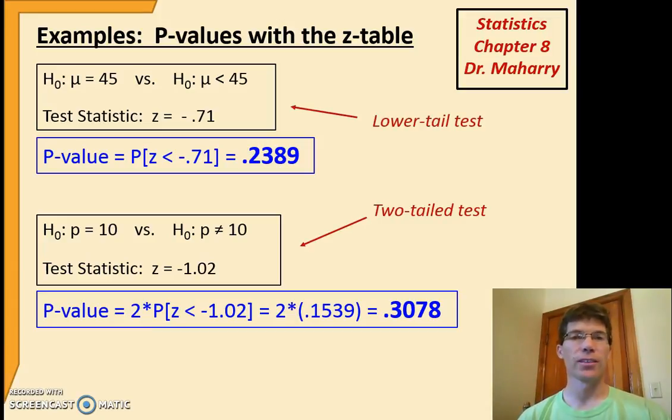So again, the first example here is a lower tail or a one-tail test. The second one is a two-tailed test. So with z-tests, you can find the p-values by looking them up in the z-table.